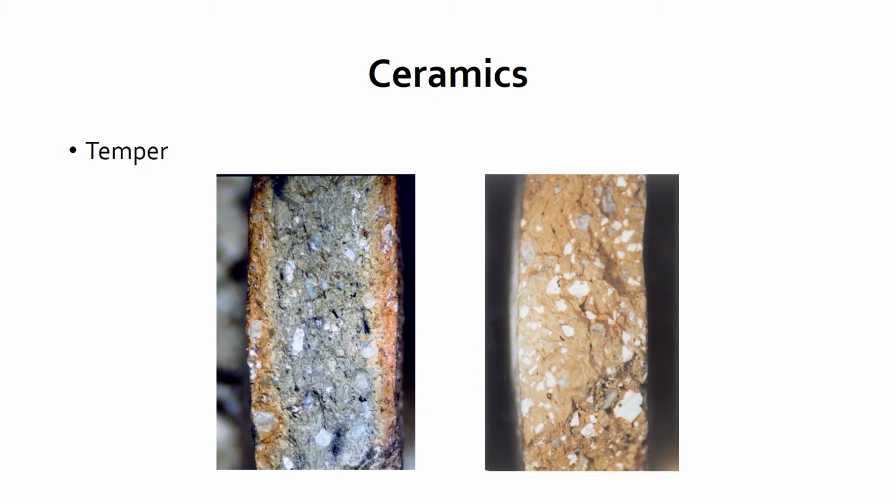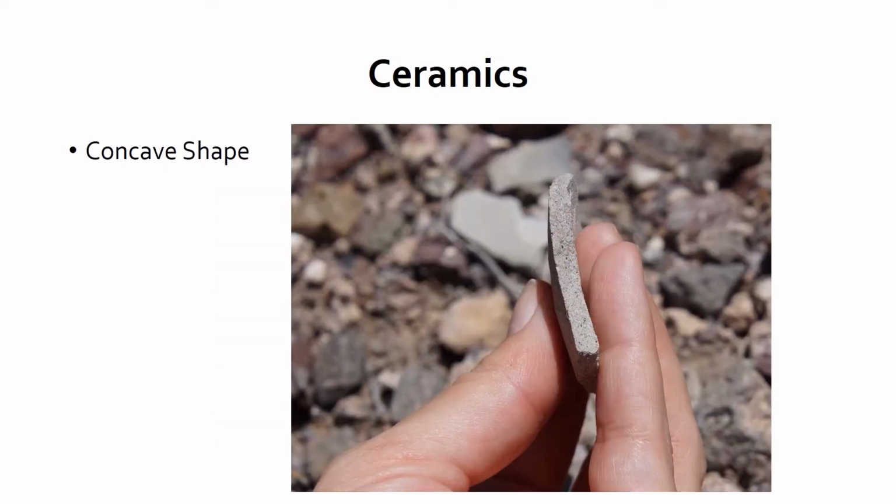So when you take a piece of stone or ceramic and you're trying to tell what it is, if you hold it up and look at the side of it, you'll be able to see temper if it's a ceramic, and those are those little bits. The other thing you might find when you pick it up and turn it sideways is its shape. Since this is part of a vessel, it's concave.